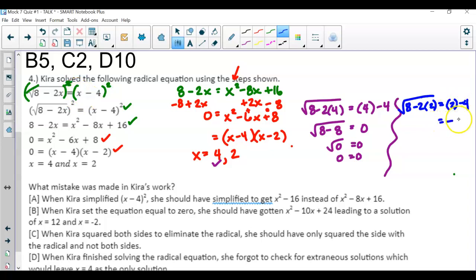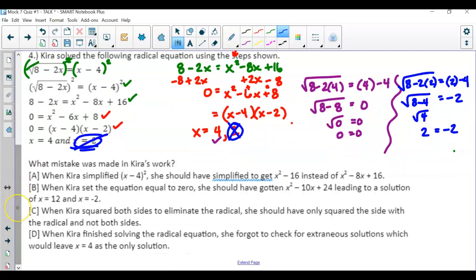2 minus 4 is negative 2. What do you notice? We got a negative. And remember, when we're taking the square root, we always focus on the positive. So 2 is actually extraneous. That is the error, because she stated that both 4 and 2 are solutions, but 2 is not. It's extraneous, because remember, this is the square root of 4, which is just positive 2, not equal to negative 2. That's why the answer here was B.